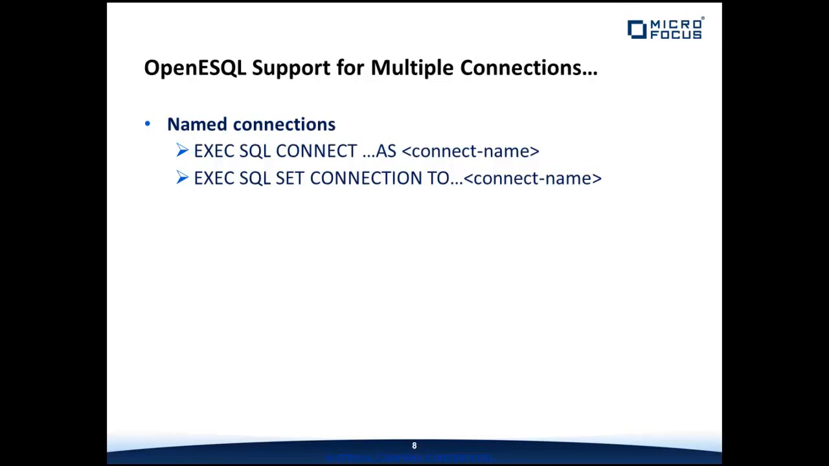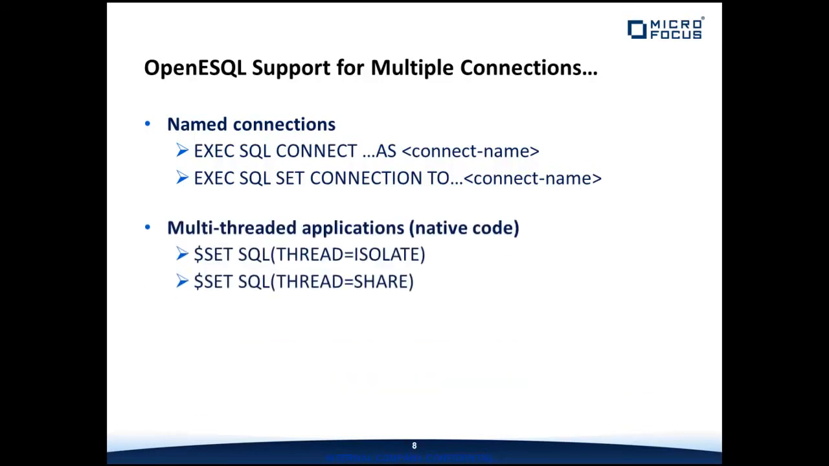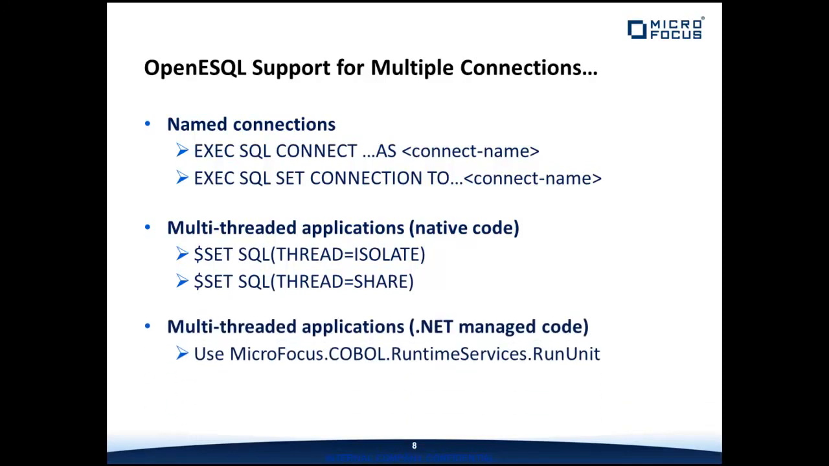associated with that connection. Connections and connection names are global to an application run unit, so a connection established in a main program is automatically available in any called subprogram of that run unit without the need to reconnect in each program. For multi-threaded native code applications, you can use the thread equals isolate directive in order to maintain a unique connection in each thread that is called. For multi-threaded .NET managed code applications, you would use the run unit class to keep ADO connections protected from other threads.